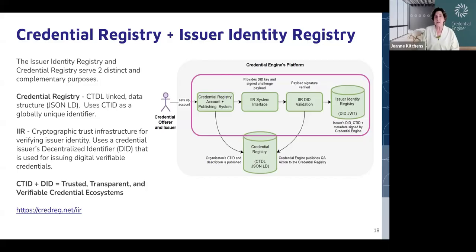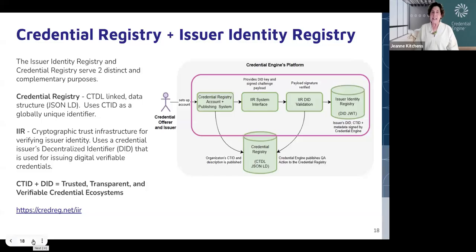And it uses a CTID as globally unique identifiers for that data in the registry. The Issuer Identity Registry uses a different data format. Both of them are established specifications. But for the IIR, it's the thing called a JSON Web Token, JWT, and it's a cryptographic trust infrastructure. And the data in the Issuer Identity Registry includes the CTID. So you're getting two for one. You're going to make sure that issuer identity is legitimate, and you're going to be able to get that CTID.